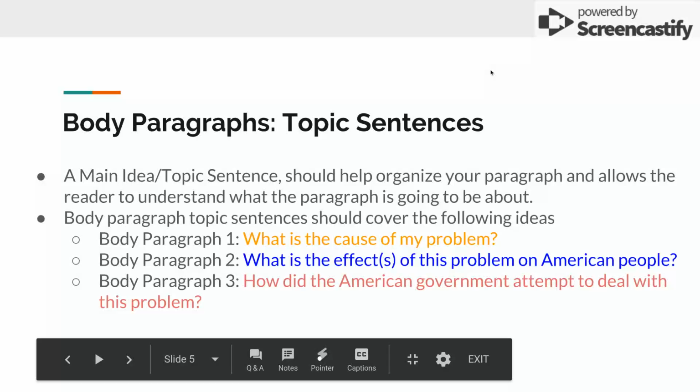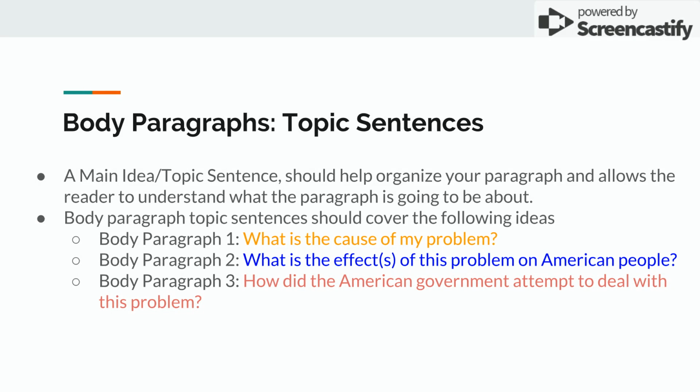As I go to the next slide, we're talking about topic sentences. Topic sentences are also main points. A main point is the first sentence in each body paragraph. It tells the reader what your paragraph is going to be about. Refer back to your worksheet on writing your thesis and topic sentences for more on this idea.